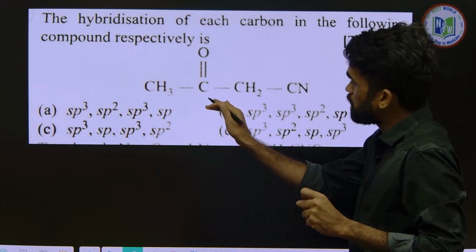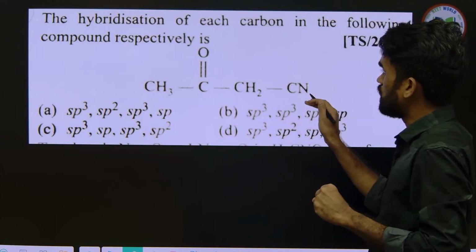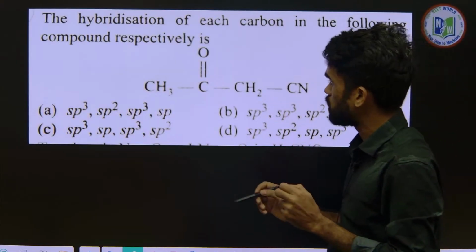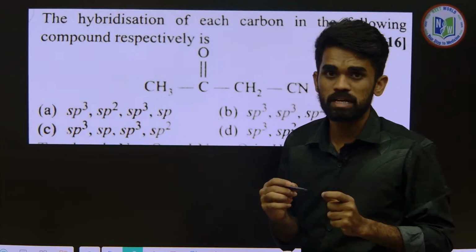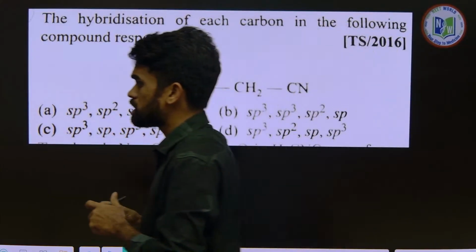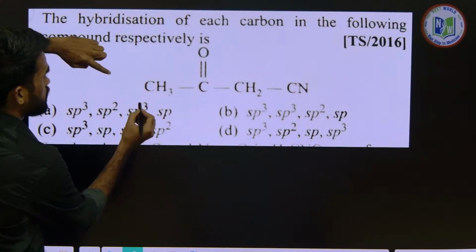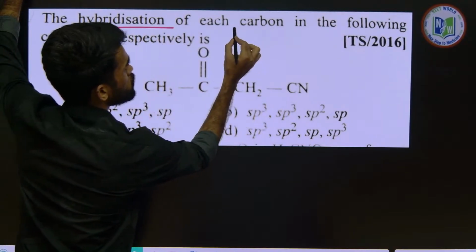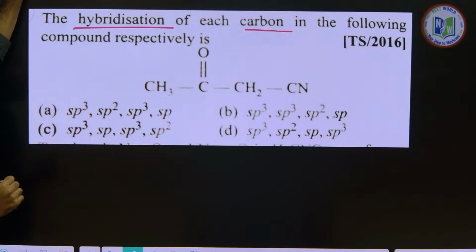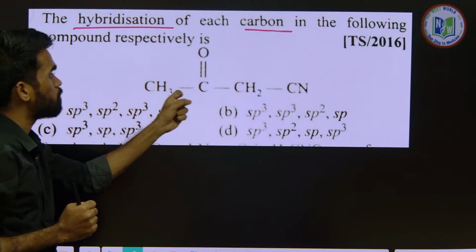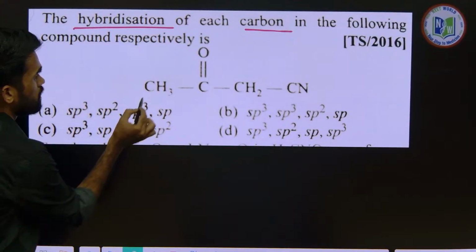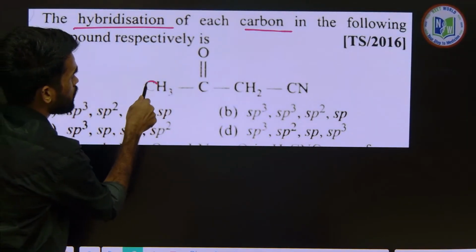It's a simple question. Even a 10th class student can answer this, because they also study a little about hybridization concepts. Now look at this, what they are saying. Methane is the compound they gave. They are asking the hybridization of each carbon in the following compound. So what is the hybridization of carbon in each of them in this compound? Very simple. This carbon is surrounded by how many hydrogens?